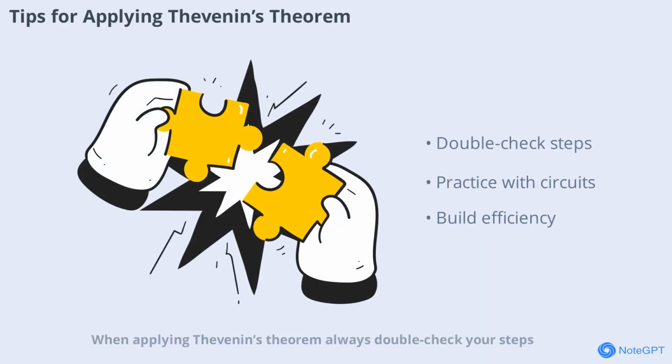In applying Thevenin's theorem, always double-check your steps. Carefully remove the load, deactivate sources correctly, and use reliable analysis methods. Practice with different circuit configurations to build your skills.